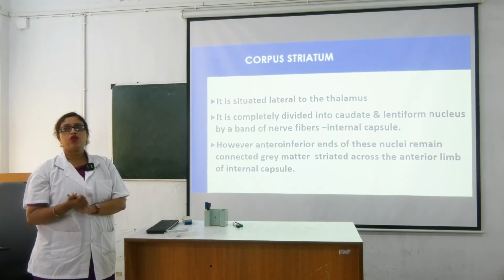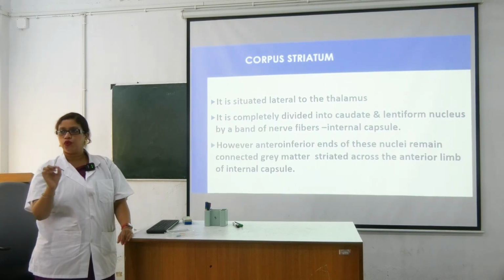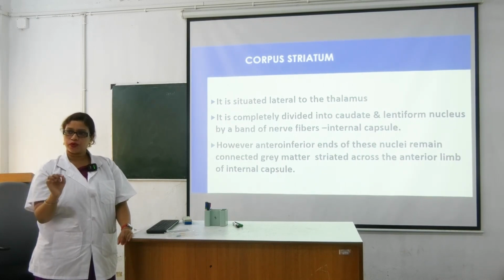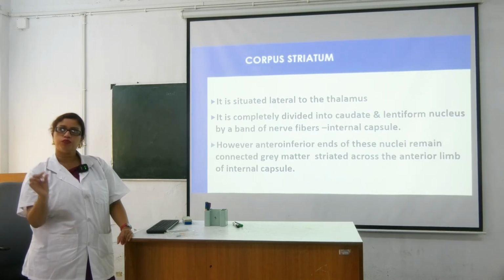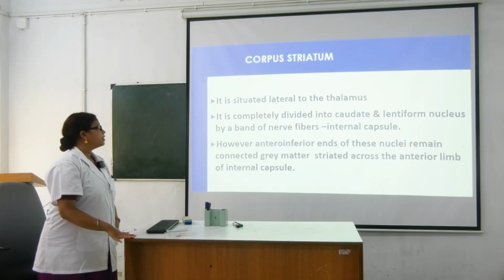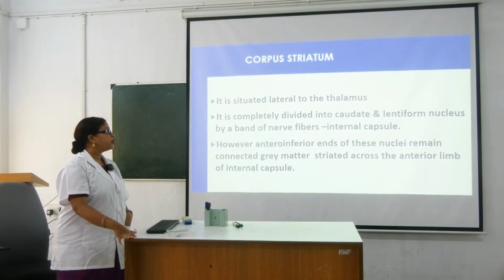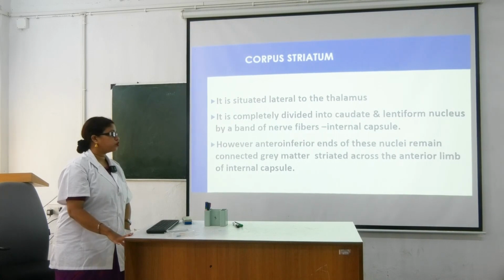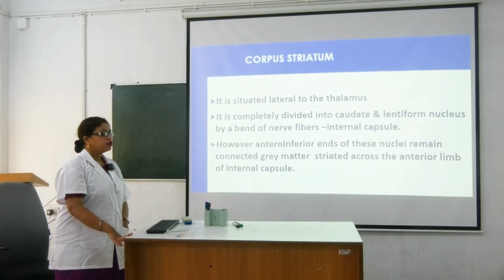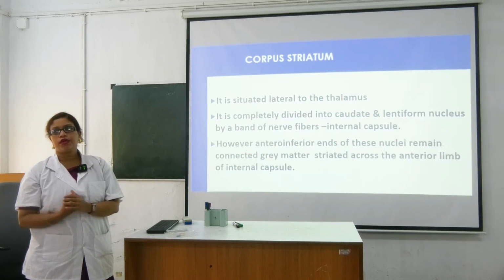Okay, in the previous class I have already shown this. What does the internal capsule look like? Two dotted lines, a white-colored V shape. One anterior limb, genu, posterior limb. Then the next point: however, the antero-inferior ends of the nuclei remain connected by gray matter, which crosses the anterior limb of the internal capsule. Here you have to know which antero-inferior nuclei they are talking about.